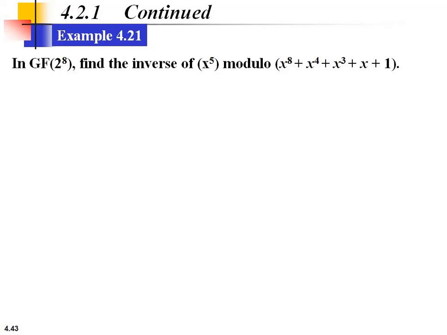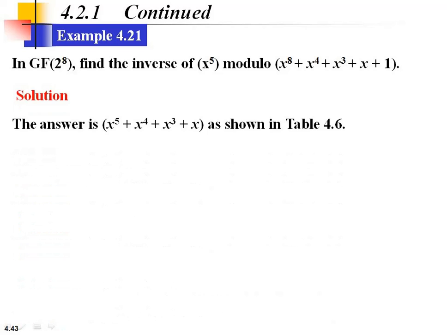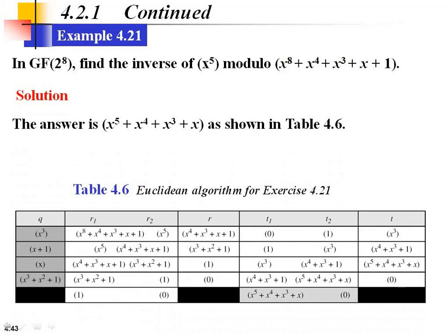Similarly, one more example, we need to find the inverse of x to the power 5 with the given modulo polynomial. Again we can apply the Euclidean algorithm. The process will be same. Again we need to construct the same type of table, and once r2 becomes 0, we will get the inverse as x to the power 5 plus x to the power 4 plus x cube plus x. That is the inverse. In this manner you can compute the inverse.